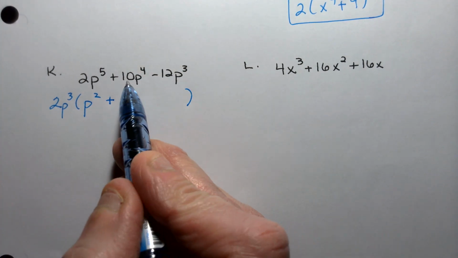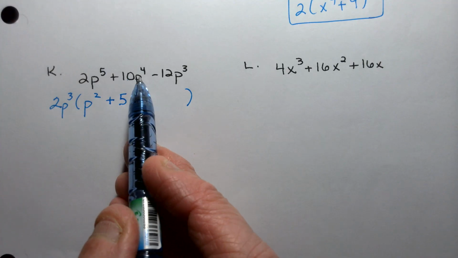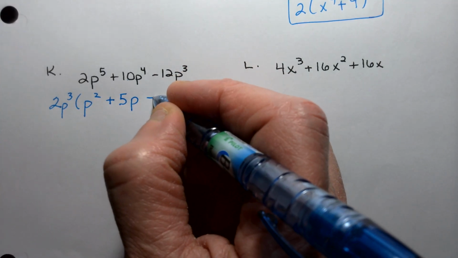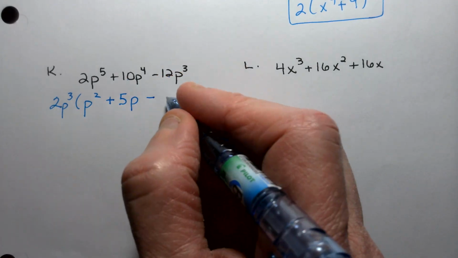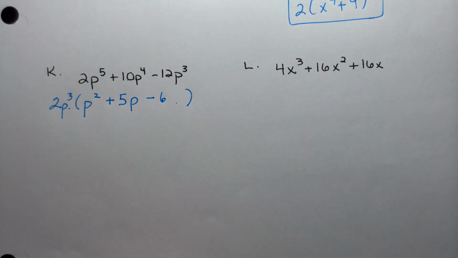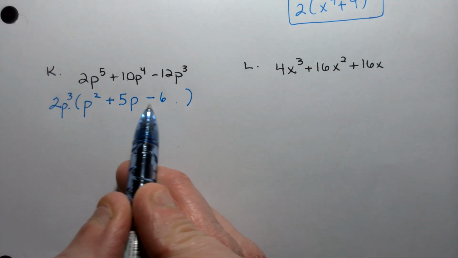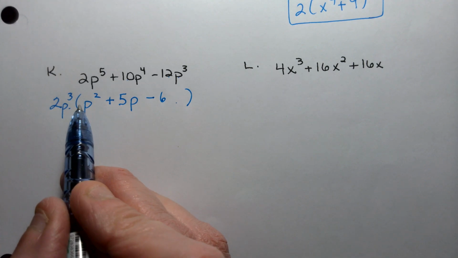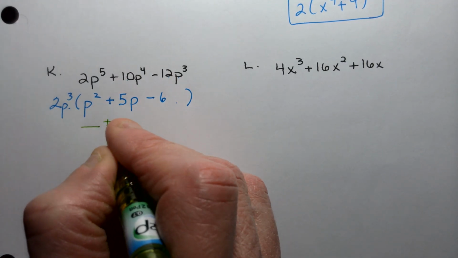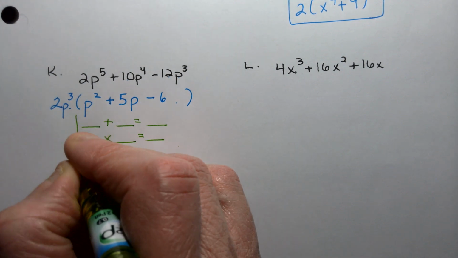Plus, 10 divided by 2 is 5. And I had P to the 4, and I took 3 out, so I'm going to have a P. Minus 12 divided by 2 is 6. And I took the P to the 3 out front, so there's none left there. Oh, look at that. It's a trinomial with the 1 in front. So we're going to try box 1. So what plus what equals, and what times what equals.